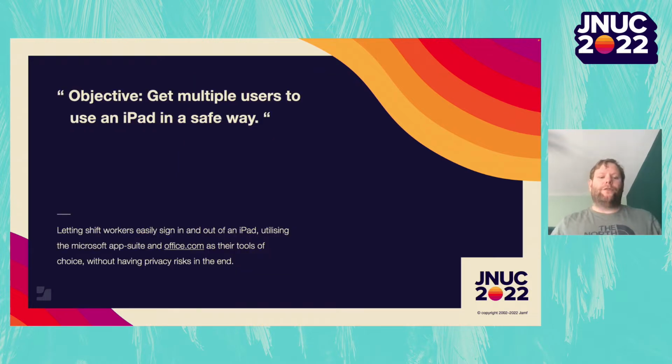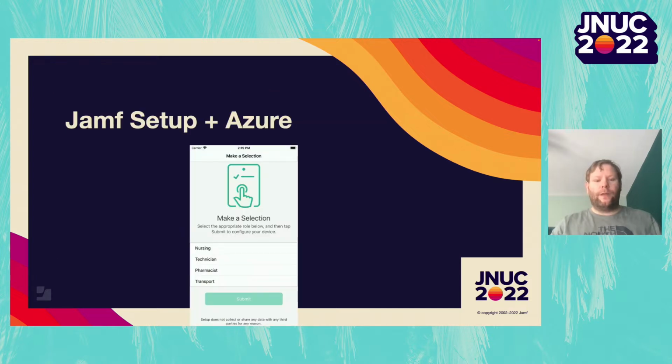That was the backstory, the short version of that, and as a conclusion, I came up with this setup of a combination of Jamf Setup, Azure, and the single sign-on extension, and closing it off with the Jamf reset application at the end of the shift. So the objective here was very simple. It's to get multiple users to use an iPad in a safe way, taking into account the privacy concerns that come along with that. So for that, we're going to first start with the configuration and setup of Jamf Setup with Azure.